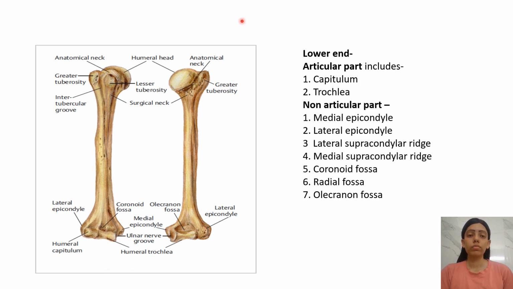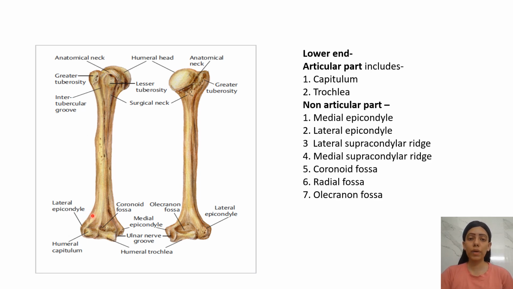Then let's see the non-articular surface. Above these condyles, there are the epicondyles. Here is the medial epicondyle and here is the lateral epicondyle. The medial epicondyle is a prominent bony projection on the medial side of the lower end, which is subcutaneous. And the lateral epicondyle is smaller than the medial epicondyle.